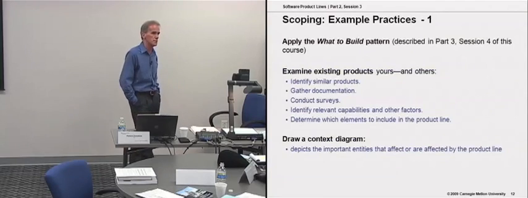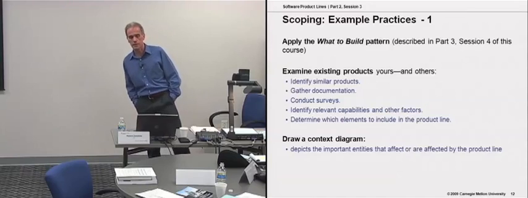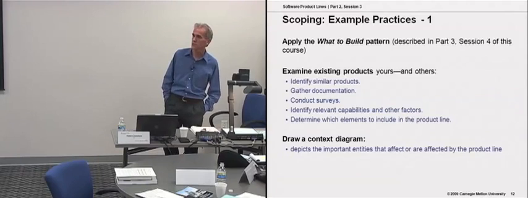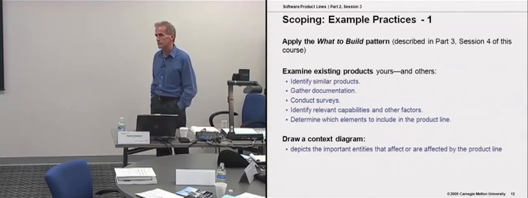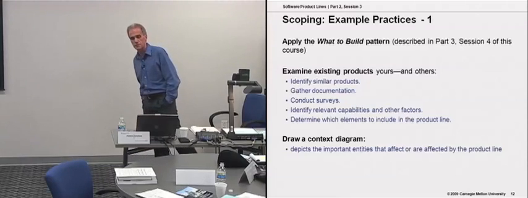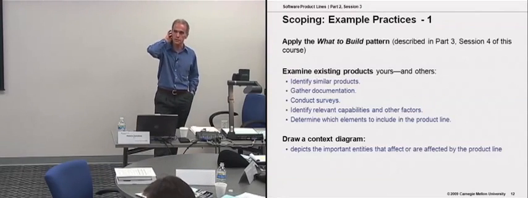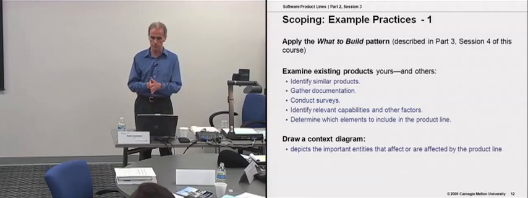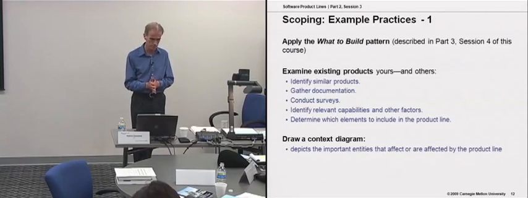How do you do all of this? One way to do it is apply the what to build pattern. This is one of the patterns in our collection that deals with not just the scoping practice area, but things like market analysis, business case development, technology forecasting, and understanding relevant domains. So it's a subset of practice areas aimed at coming up with an answer to what should be built as a product line. And we'll have more to say about that in the patterns module.